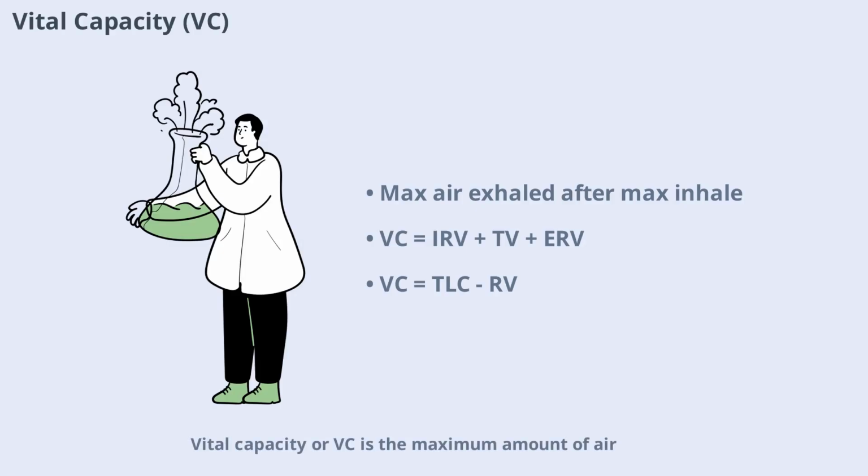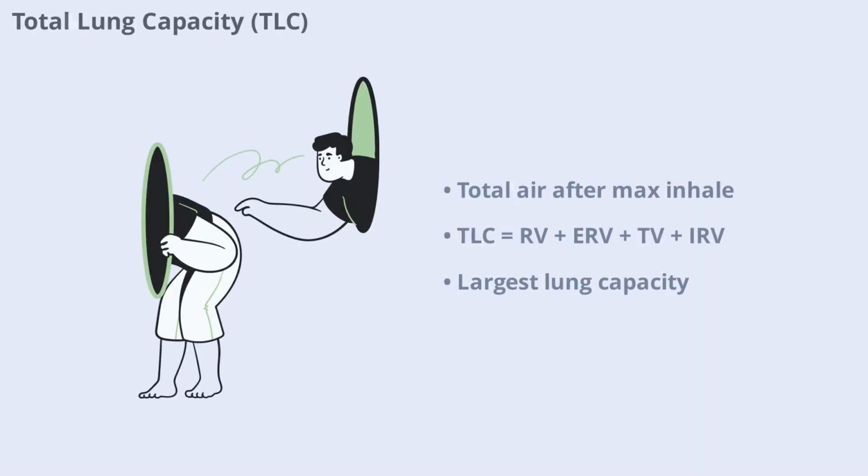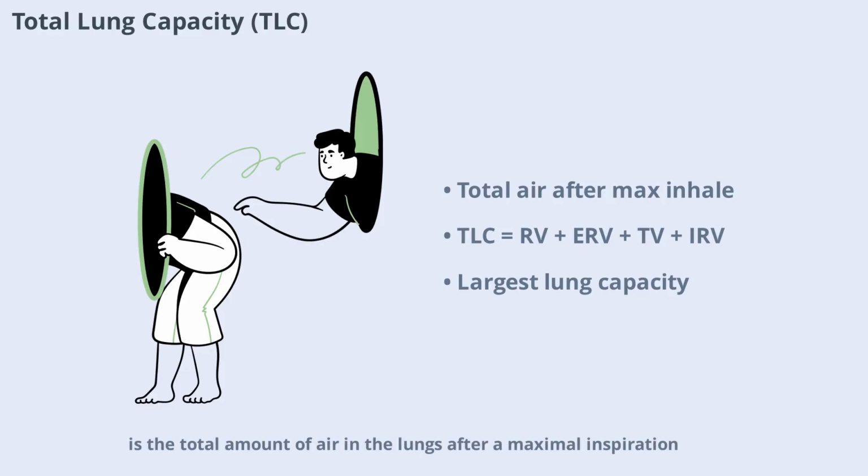Vital capacity, or VC, is the maximum amount of air you can exhale after a maximum inhalation. It's a key measure of lung function and is calculated as the sum of inspiratory reserve volume, tidal volume, and expiratory reserve volume, or as total lung capacity minus residual volume. Total lung capacity, or TLC, is the total amount of air in the lungs after a maximal inspiration. It's the sum of all lung volumes, residual volume, expiratory reserve volume, tidal volume, and inspiratory reserve volume.